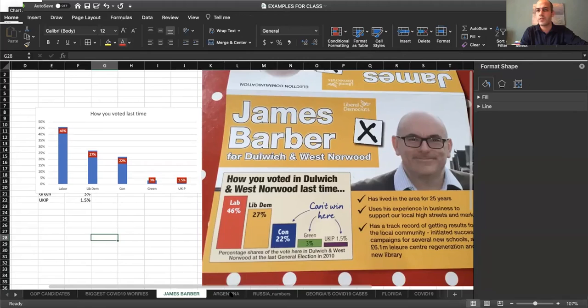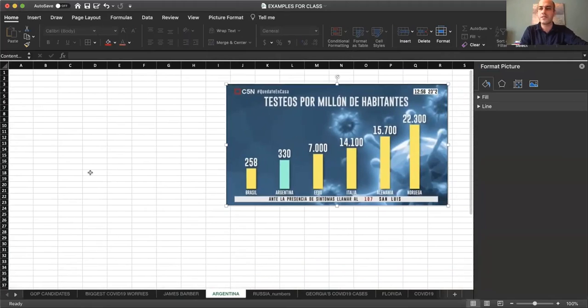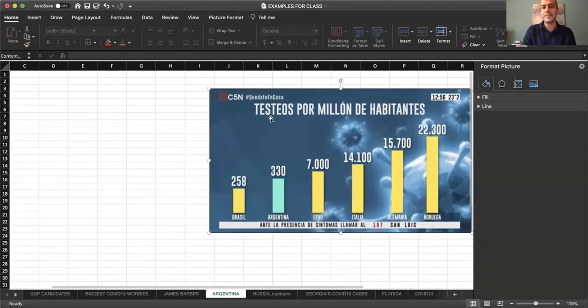So let me show you how this is relevant. This is about a COVID-19 case, a recent example, and let me give some more international examples, from the non-English speaking world. This is Argentina, and this is the tests per million inhabitants. So for 1 million citizens, how many tests they are doing. And Argentina is comparing themselves to Brazil, and this is USA, Italy, this is Germany, and Norway.